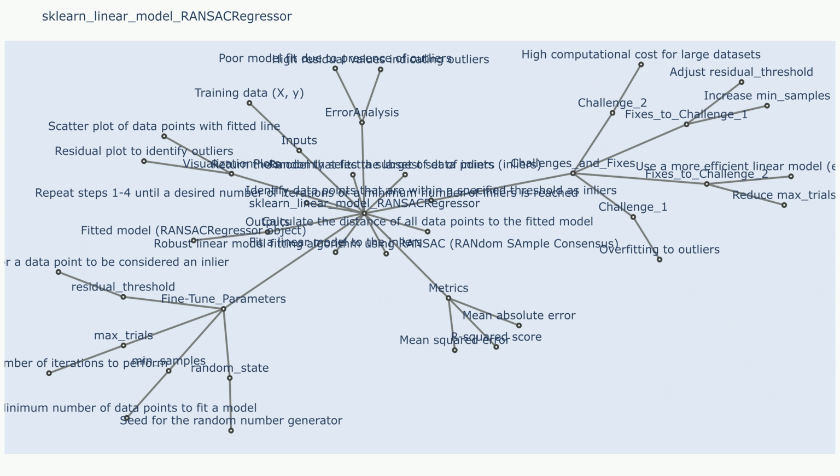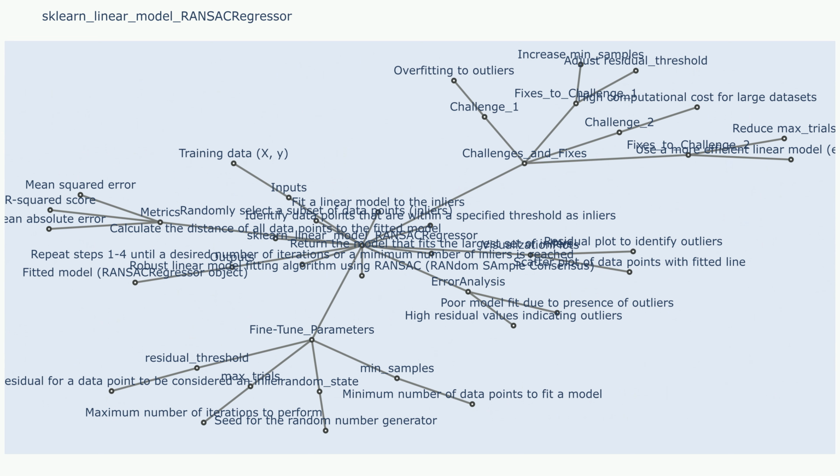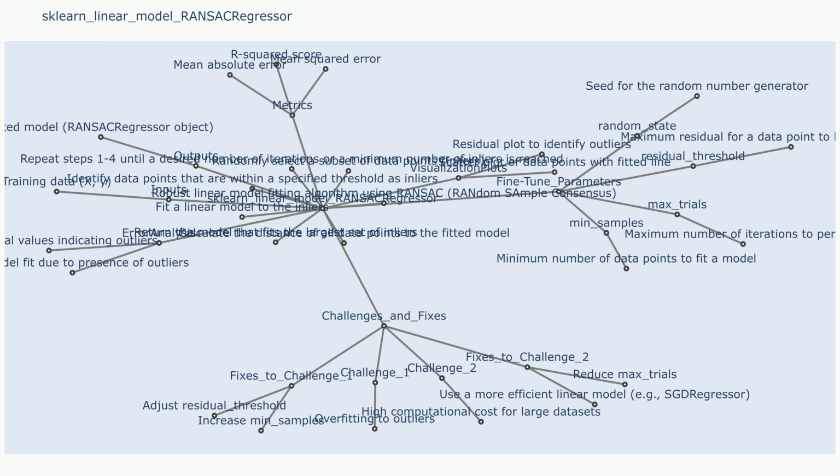Fine-tune parameters: Min samples, the minimum number of data points required to fit a model. Residual threshold, the maximum error allowed for a data point to be considered an inlier. Max trials, the maximum number of iterations to perform. Random state, the seed for the random number generator.